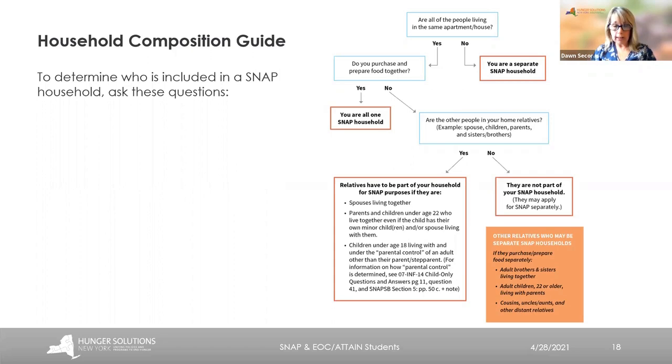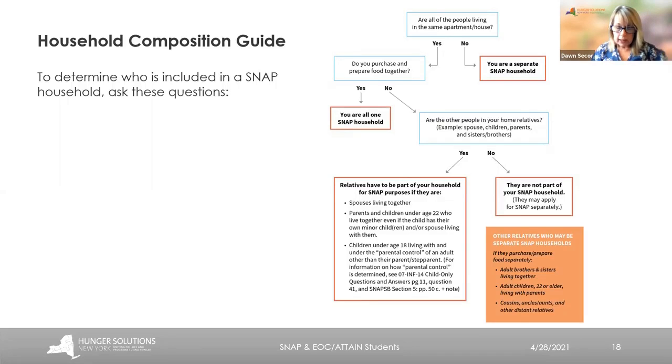And there are a few things that we have to determine before starting an application with a student. These include household composition, immigration status, and gross income test. So the first thing we're going to talk about is household composition.